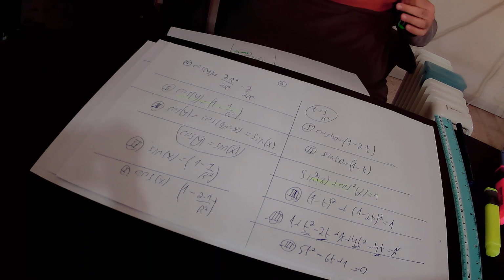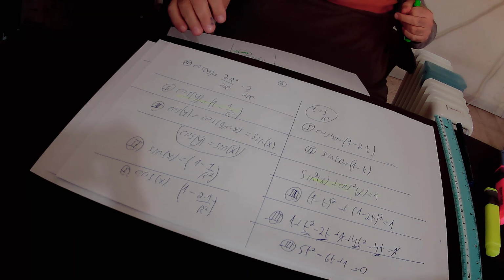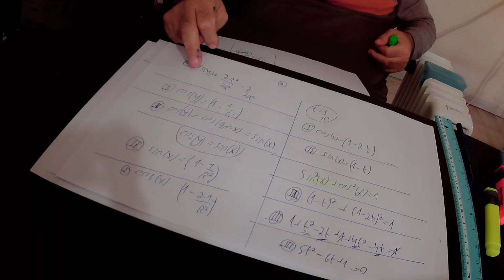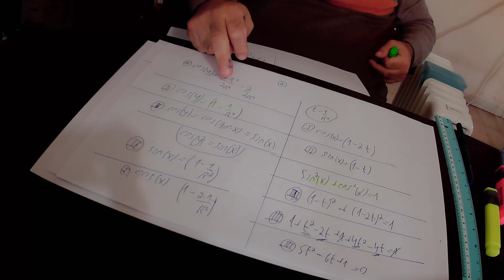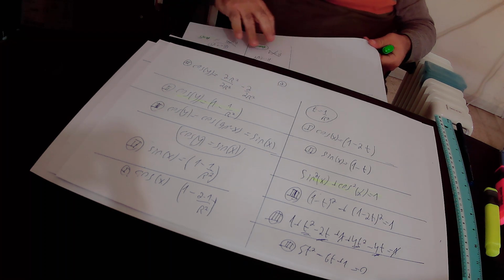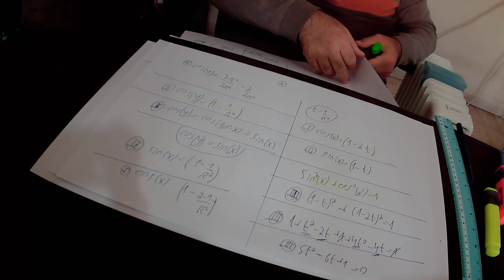So according to equation number 2, cosine y equals 1 minus 1 over r squared. Okay.